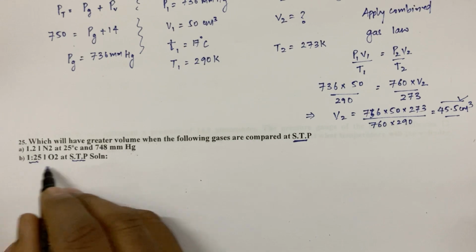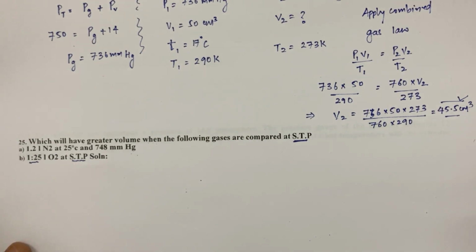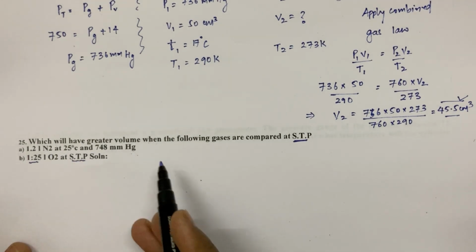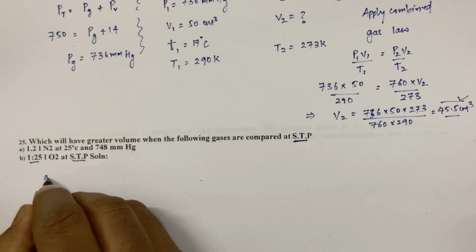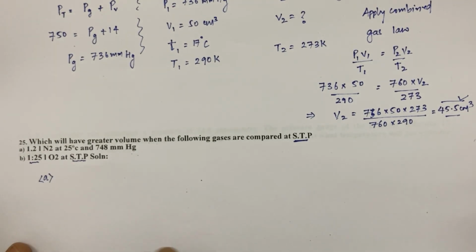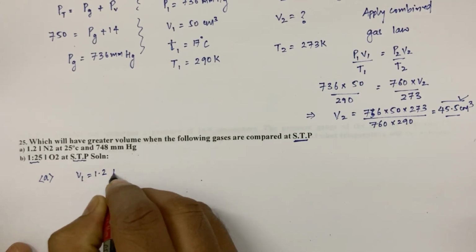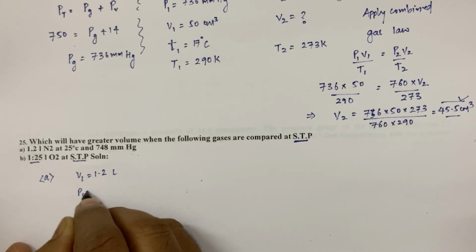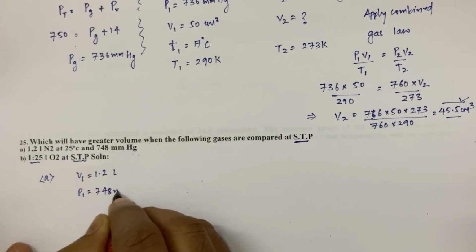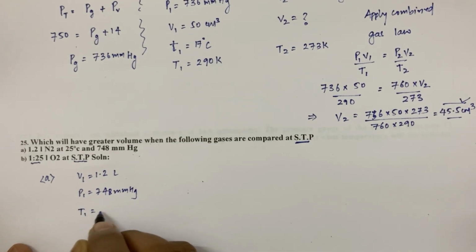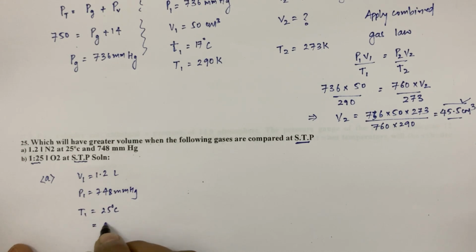So here we need not calculate the volume of oxygen at STP, but we have the volume of nitrogen at different temperature and different pressure, that we will bring to STP. How will we bring? Answer is very simple. See, you are given V1 equals 1.2 liters, P1 is equal to 748 mm Hg, and T1 equals 25 degrees Celsius, so that is equal to 298 Kelvin.